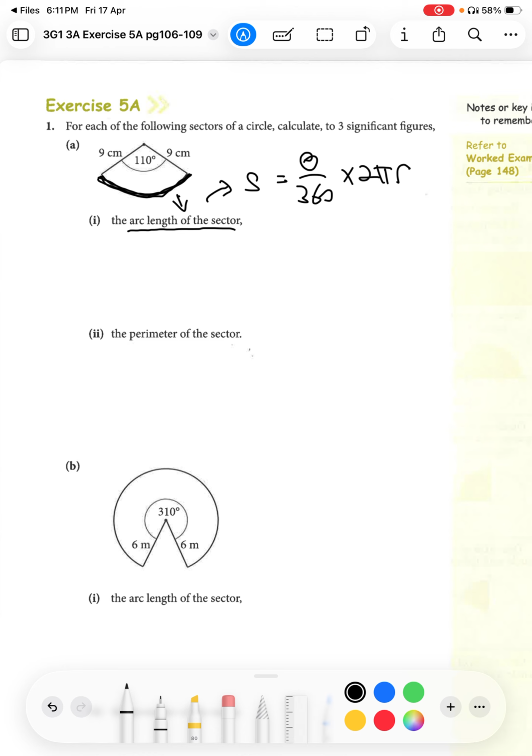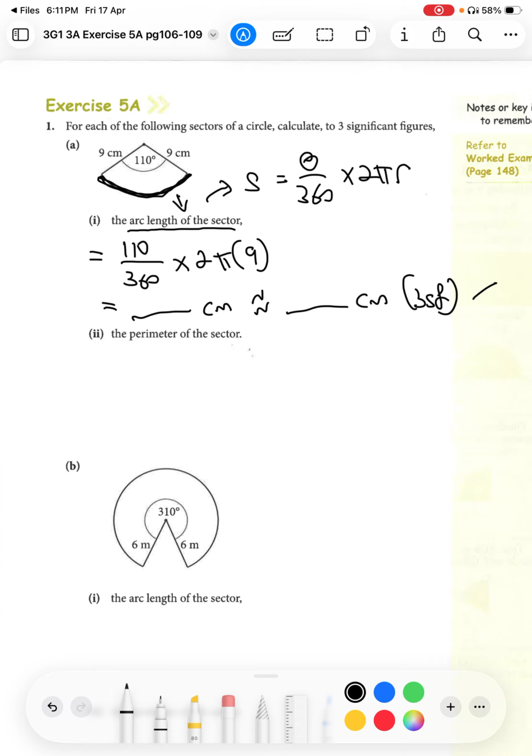So to find the outline of this sector, it equals 110 over 360 times 2 pi r. Use the calculator, get the answer, then round to 3SF. Because I do not have the calculator with me, I can't give you the answer. But follow the working rules in the process, find the steps, and you'll get the answer. You can show me in class.